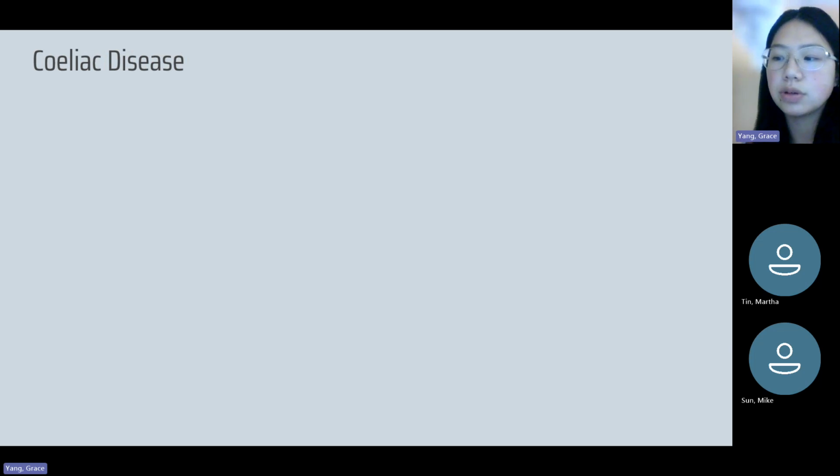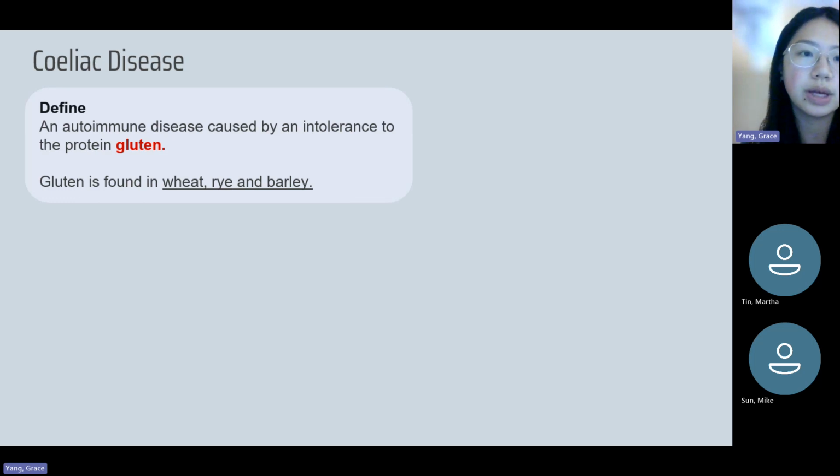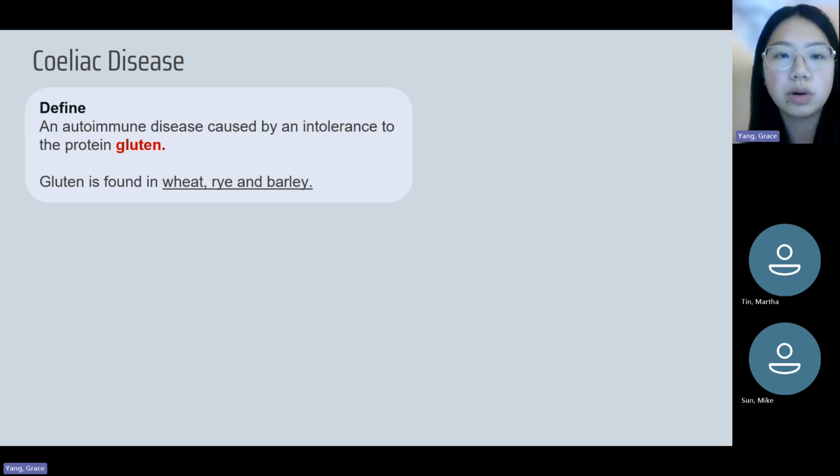Okay, next we move on to celiac disease. So it's an autoimmune disease caused by intolerance to gluten. So that's found in wheat, rye, and barley, which is obviously quite a lot in our usual diets. Bread, it's in beer.